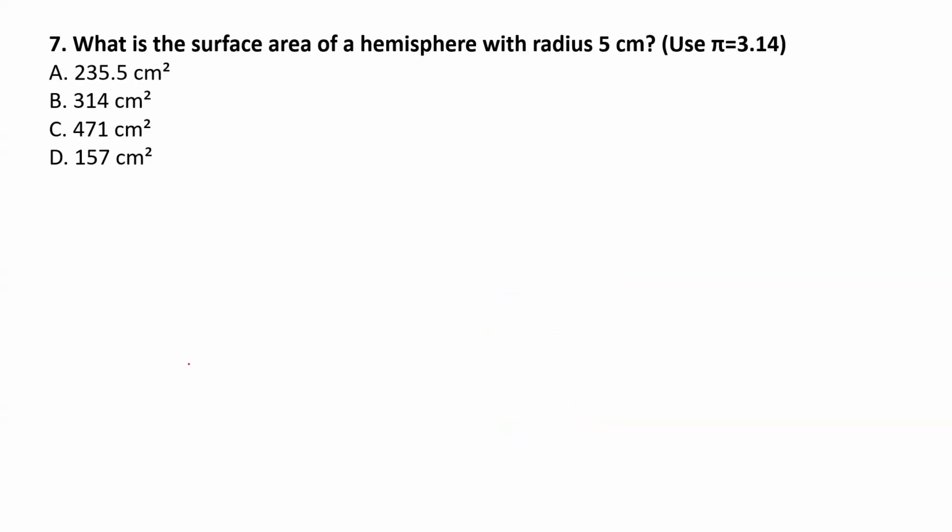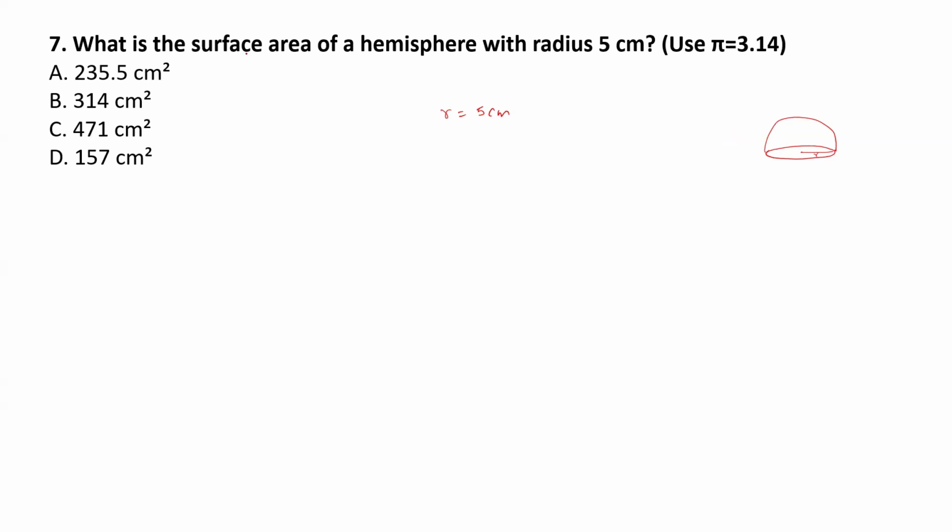Next problem is on hemisphere. Remember, hemisphere is half of the ball, right? So radius is given. Radius we denoted by r, 5 centimeter. So hemisphere is this shape, half of the ball. So this to this is r. So everything is r actually.